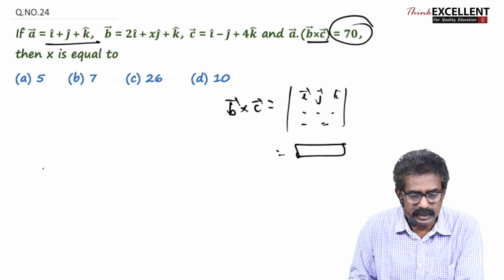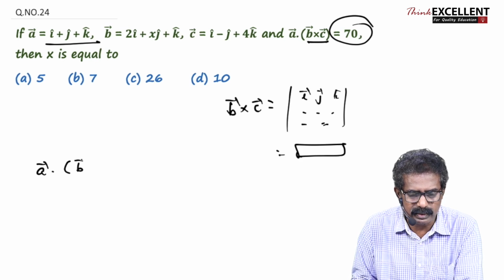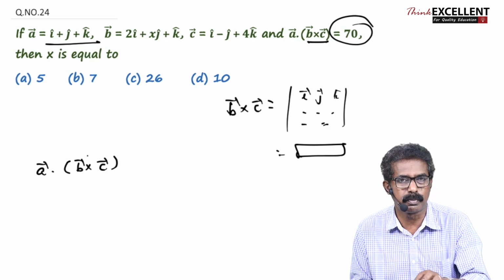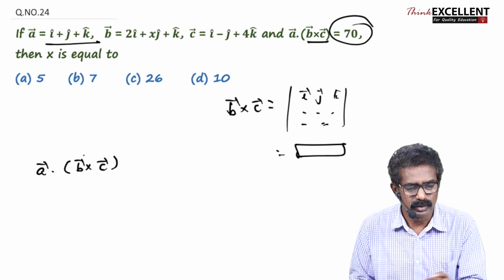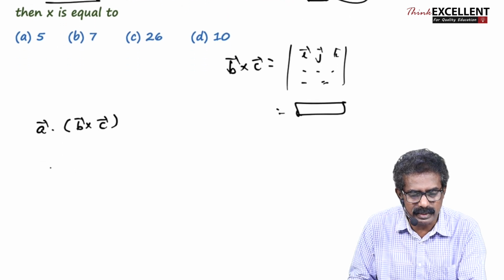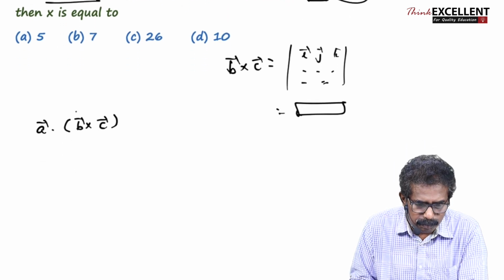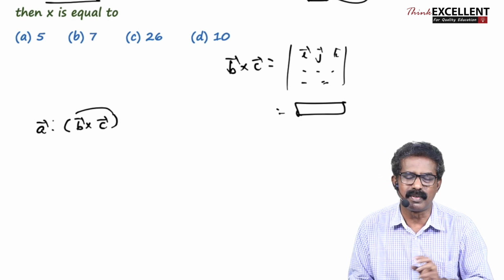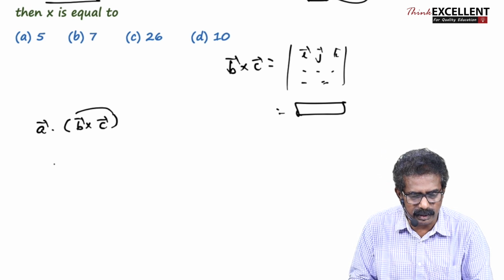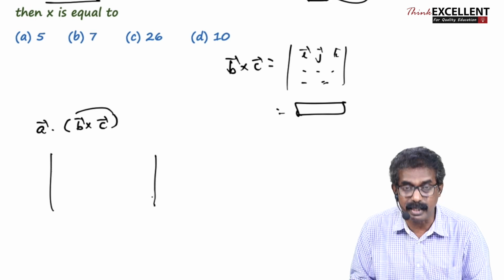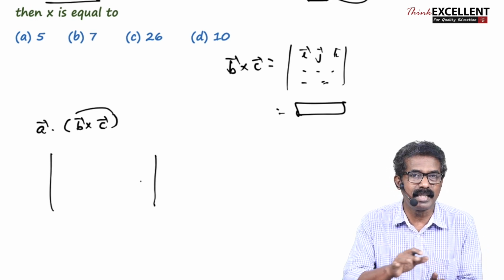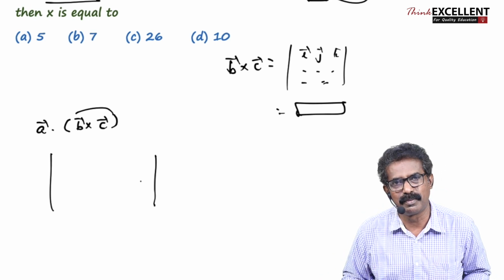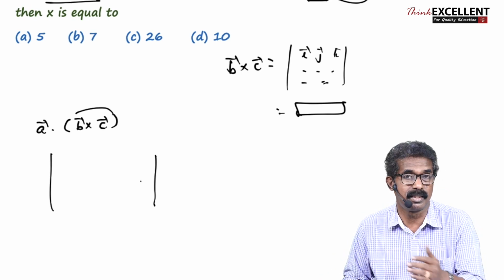But in the next year you will study A dot B cross C, the scalar triple product. Product of two vectors you are studying now, no? Like that, product of three vectors. So to find A dot B cross C, there is an easy method. You can find B cross C, then find the dot product, but there is a direct method. That's a very simple method. Write it as a determinant like the cross product, but don't write IJK. You write A coefficient, B coefficient, C coefficient. That's all. Next year you will study in detail.